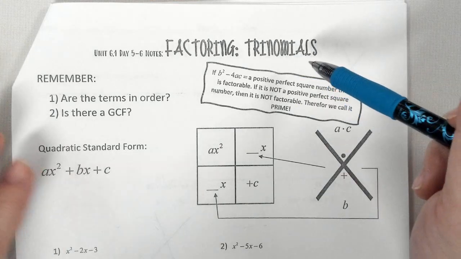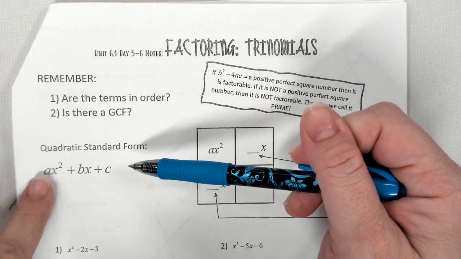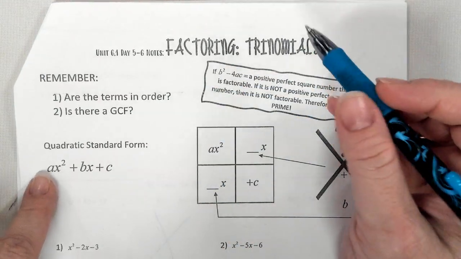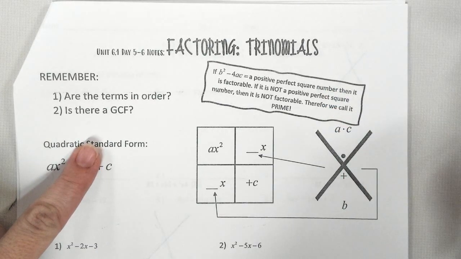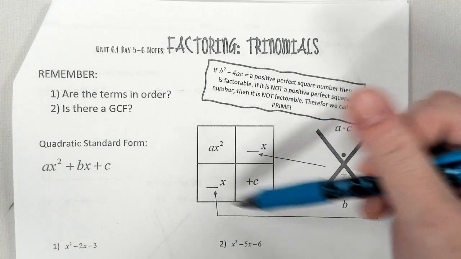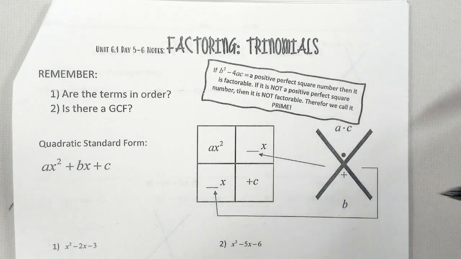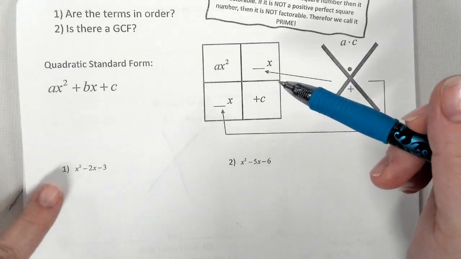So trinomials are just three terms. They're all quadratic because they're squared. It has to be in order, and if there is a GCF, you have to take it out, because if you don't take it out, you're making your life way harder. Okay, so we're going to do the box. We do start with the x, but that's just to find our split b term. So this is our first problem.